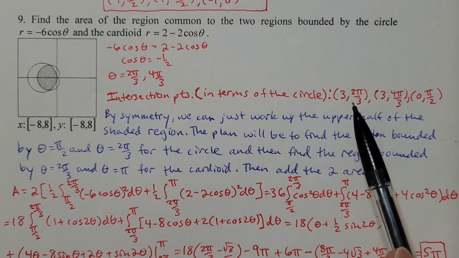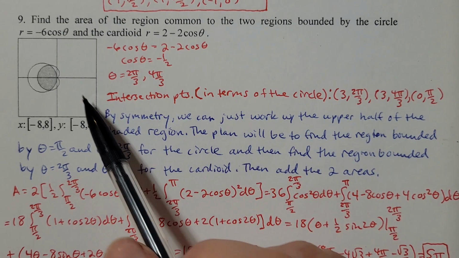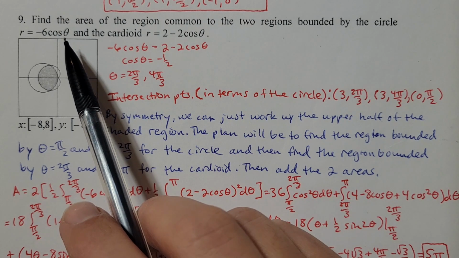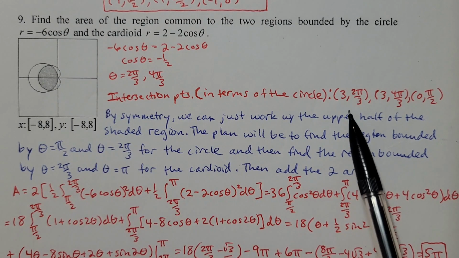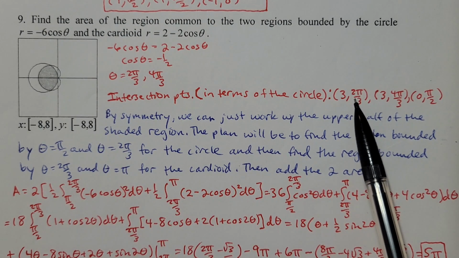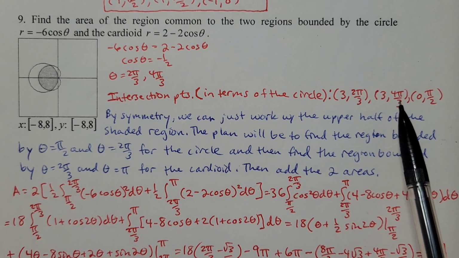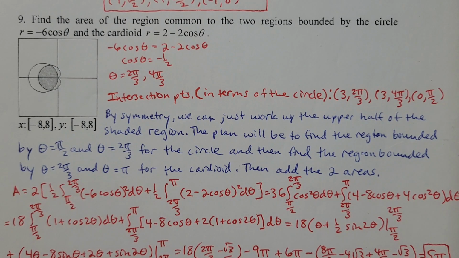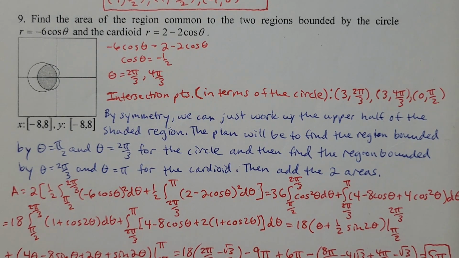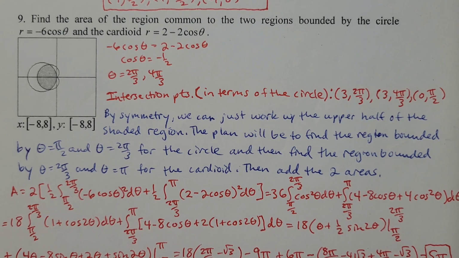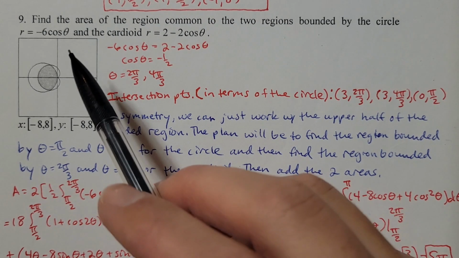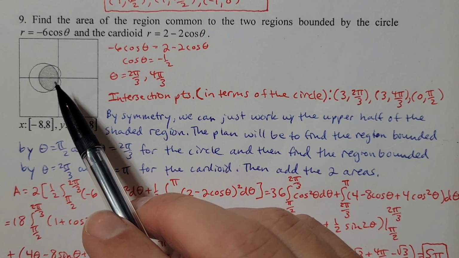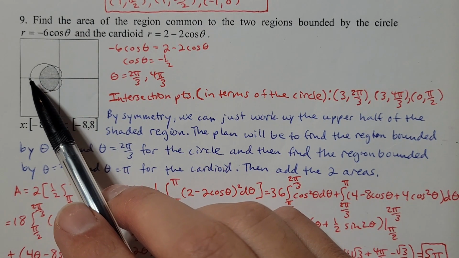So if theta is 2 pi over 3, cosine of 2 pi over 3 is -1/2, times -6, that's 3. Okay, so 3, 2 pi over 3, and then 3, 4 pi over 3. Those would be the intersection points. And then if I'm doing this in terms of the circle, if theta is 0, let's see, cosine of 0 is 1, so r is -6. That's going to put me right here.